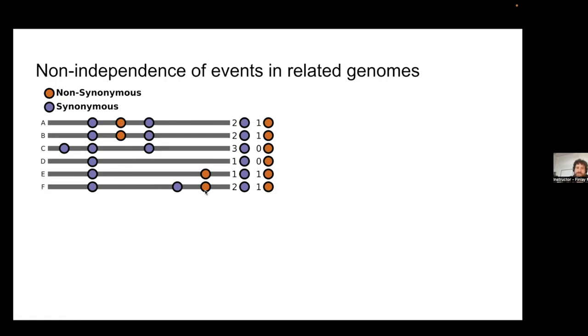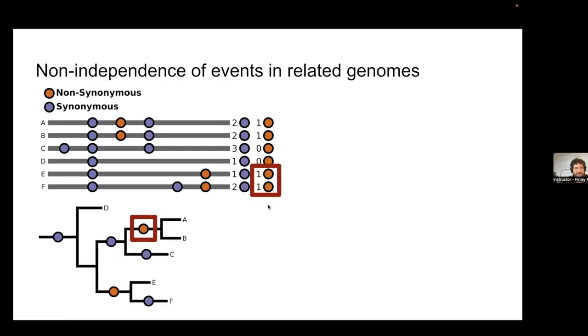F has one synonymous mutation. If we just naively took this and calculated the dN/dS ratios, when we normalize them, I'm cautious of this one, I've messed it up before publicly. If we ignore the phylogeny, we're going to overcount some of these mutations. We've counted mutation E and mutation F as separate mutations if we just tally naively. But this is all just one mutation.